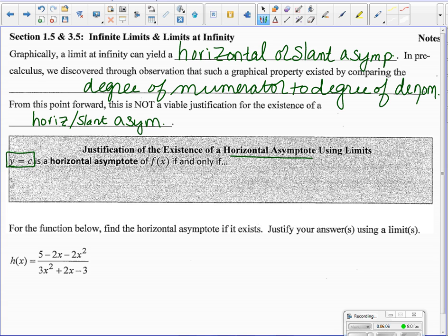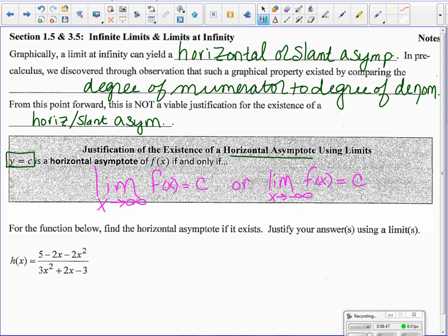Y equals c is a horizontal asymptote of f of x if and only if the limit as x heads to infinity, so let's look at end behavior, of a function equals a value c, some constant c. Or if we look at the limit as we head to the left end behavior, as I head to negative infinity of f of x, it may equal some constant c. And it can be the case that that c value is the same as I head to infinity and negative infinity. It also could be that they are different values.